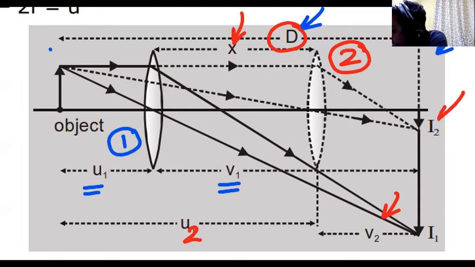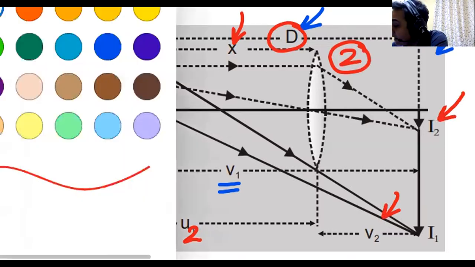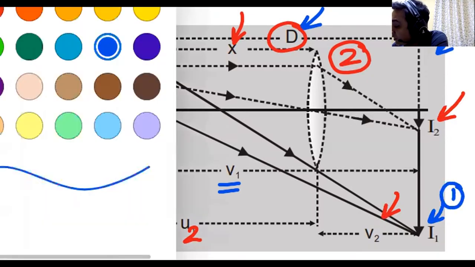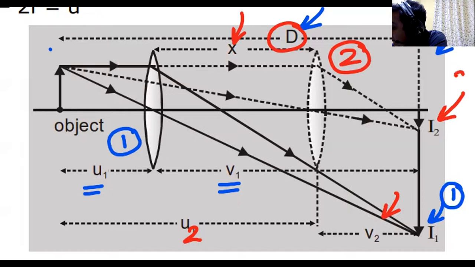This I2 is the image formed by position 2. This I1 is the image formed by position 1. Is it clear to everyone? Yes, sir. This is the next diagram that you are supposed to draw.